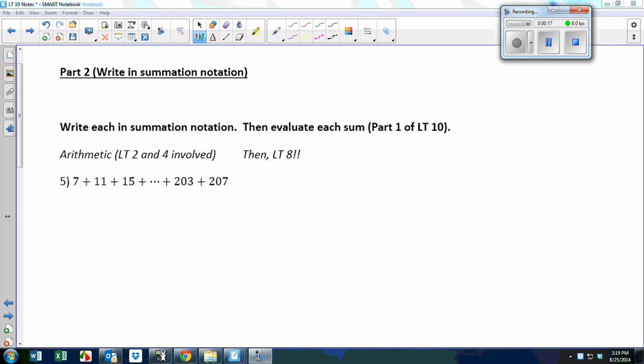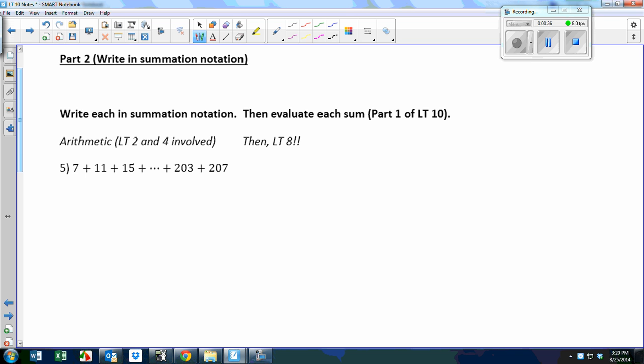Well, now we're going to work backwards, and in working backwards, we're going to see almost every learning target of the unit so far. Learning Target 2, 4, 5, 7, 8, 9, 10, and even Learning Target 1. So everything but the geometric and arithmetic means are going to be involved in this video.